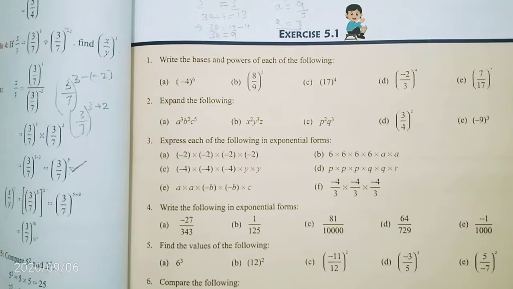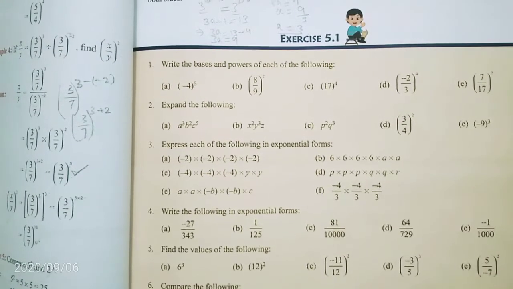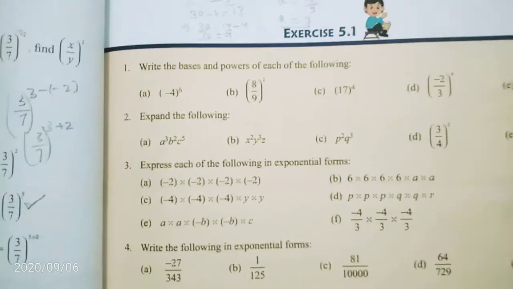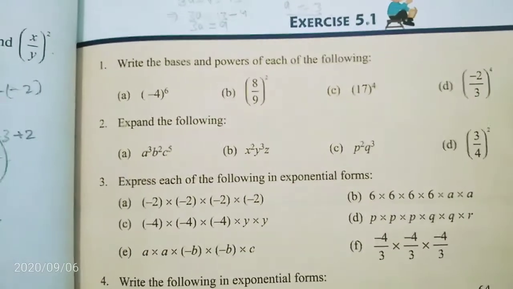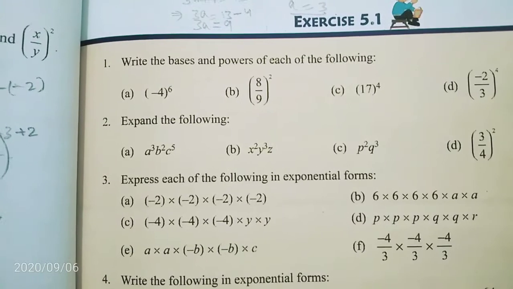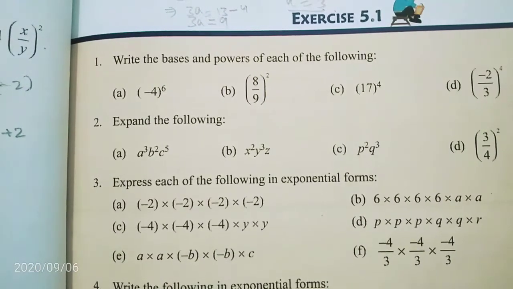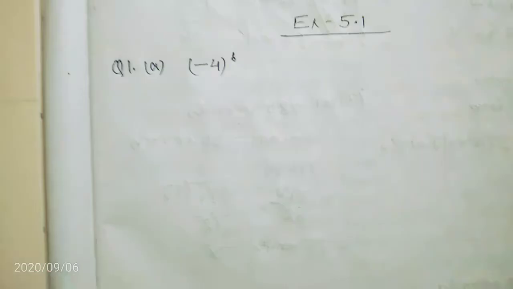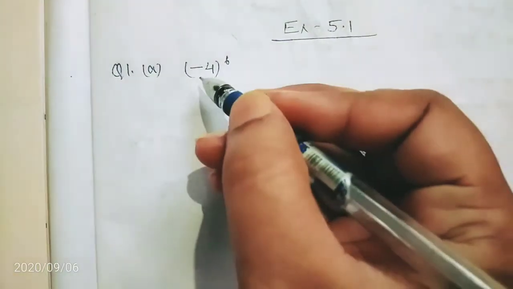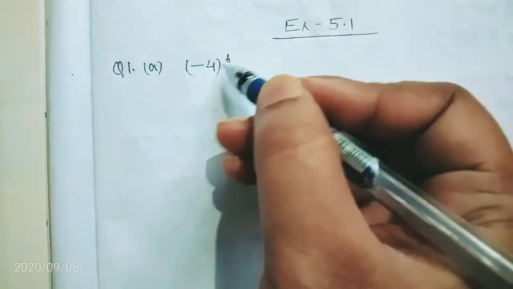So today we'll start exercise 5.1 of the exponent chapter. Okay. So question number 1, write the bases and powers of each of the following. It is a very easy question. You only have to write the base and the power. Okay, let's start. So here you can see question number 1, a is minus 4 to the power 6.